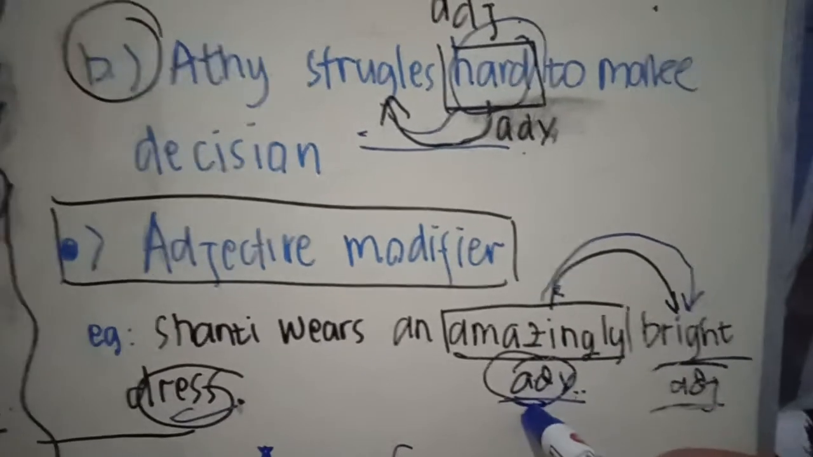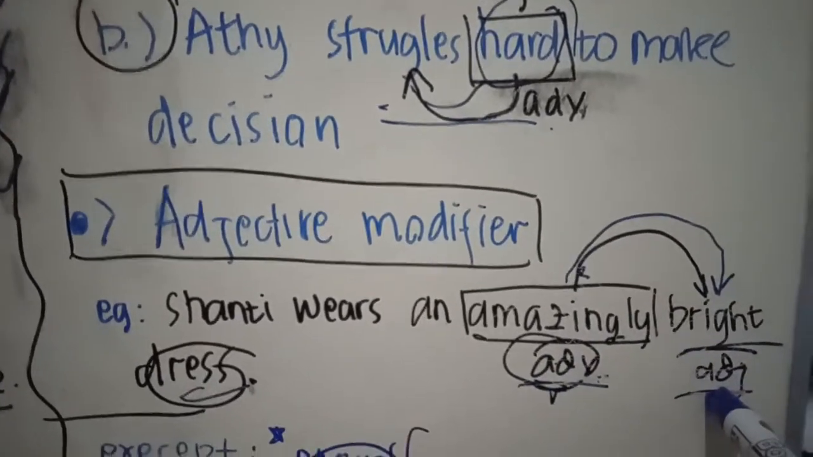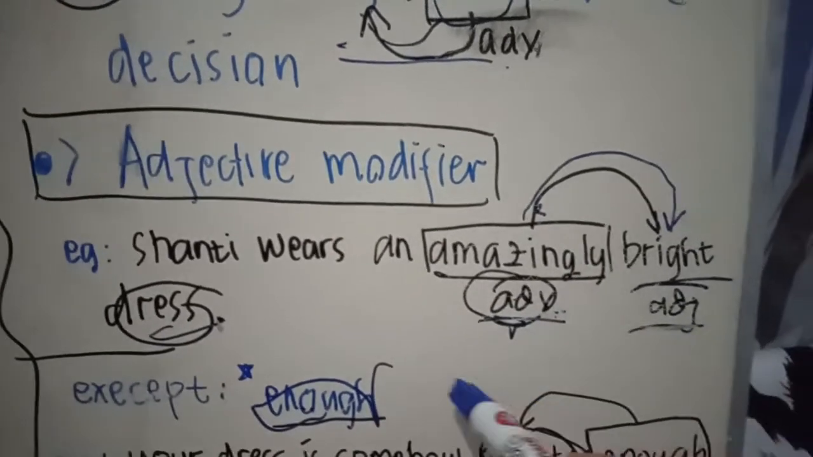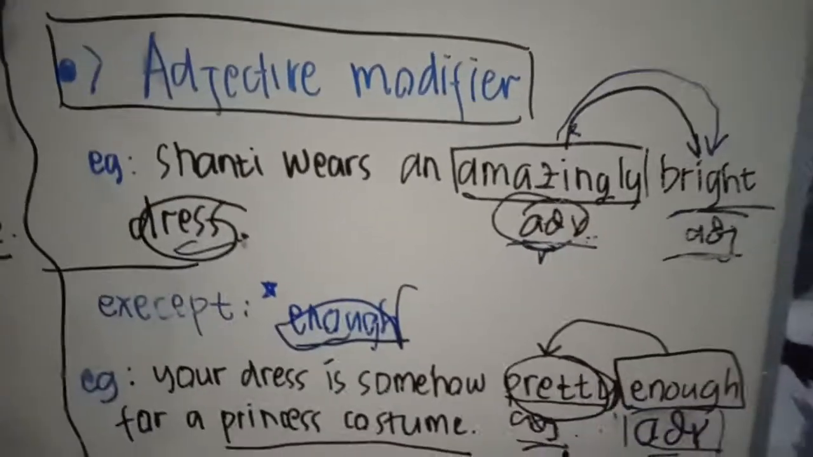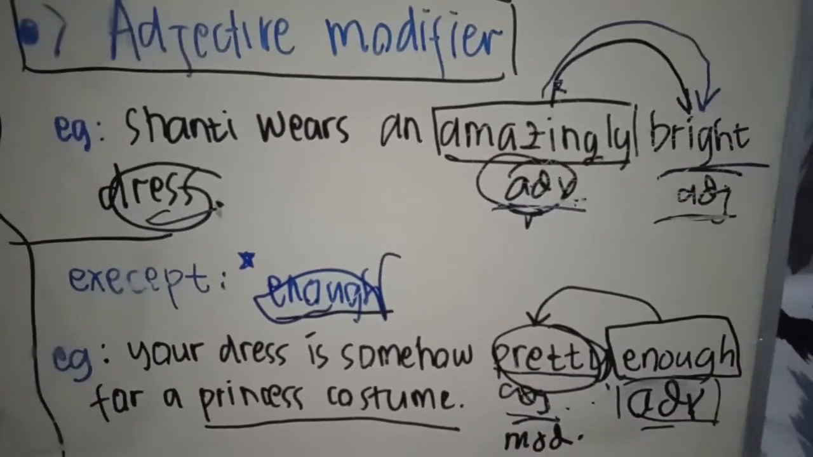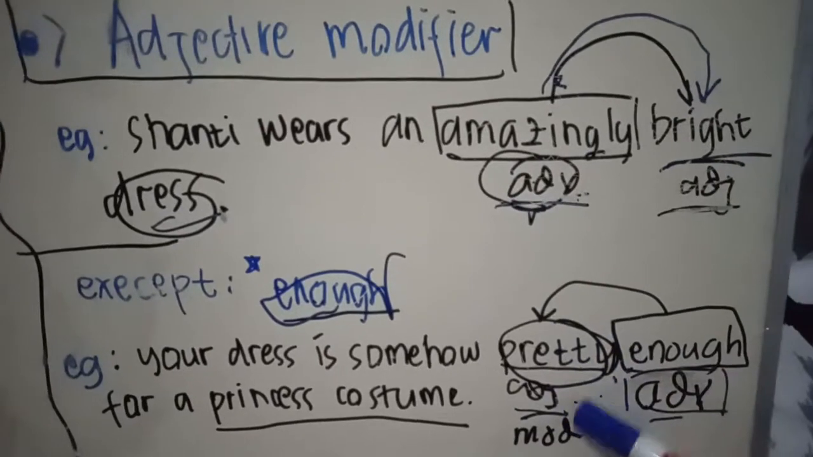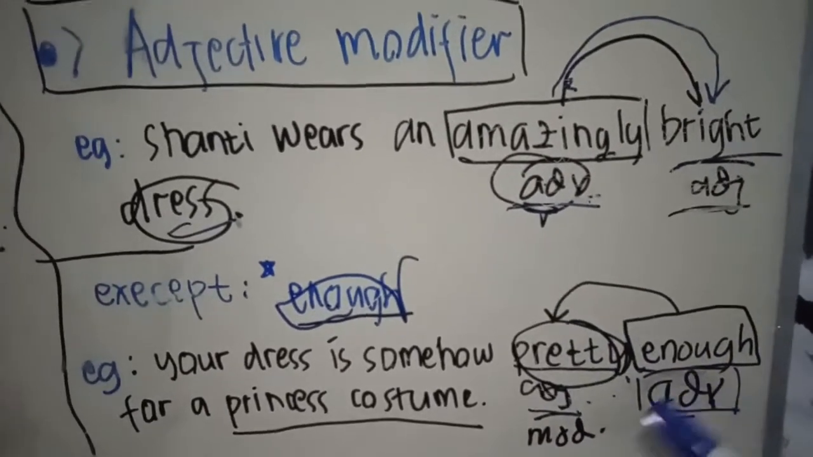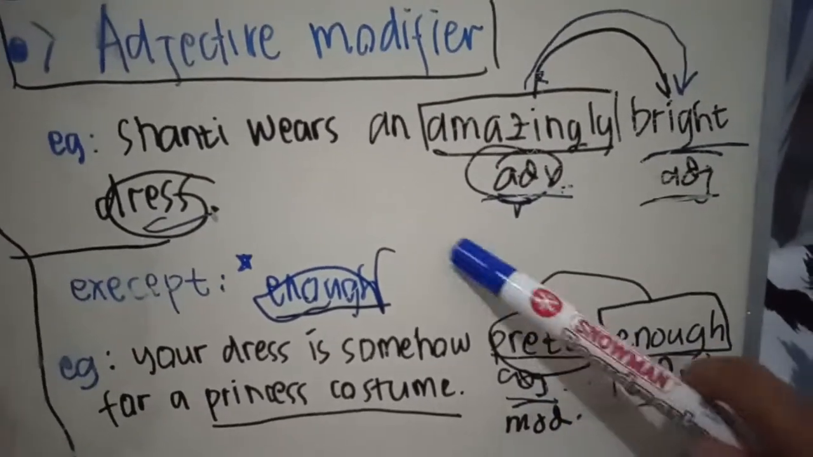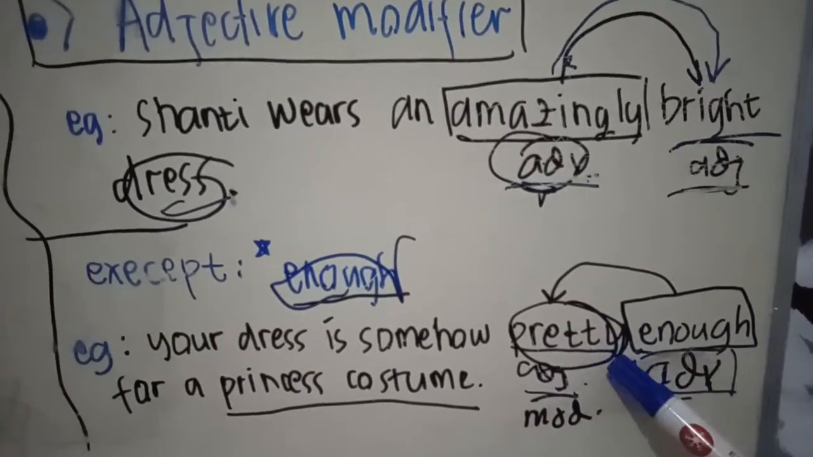So usually the head is always placed in front of the adjective, but somehow there is an exception for the word enough. I'll give you an example. Your dress is somehow pretty enough for a princess costume. Pretty here is an adjective and enough is an adverb. So only for enough, it is placed after the modifier.